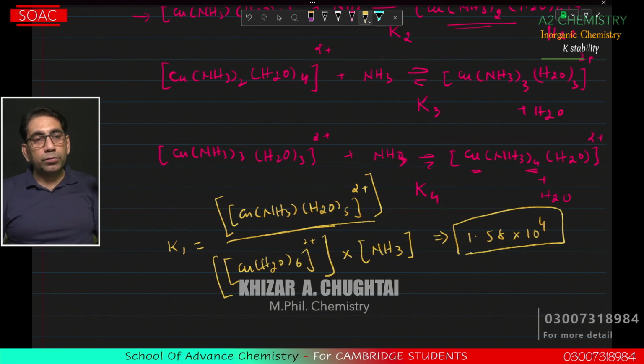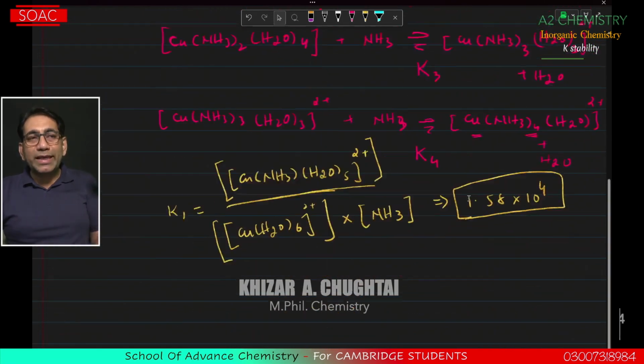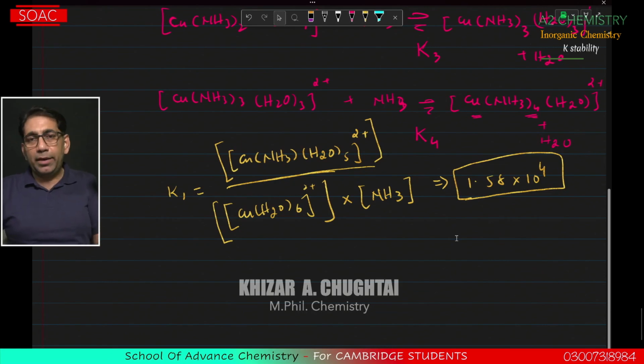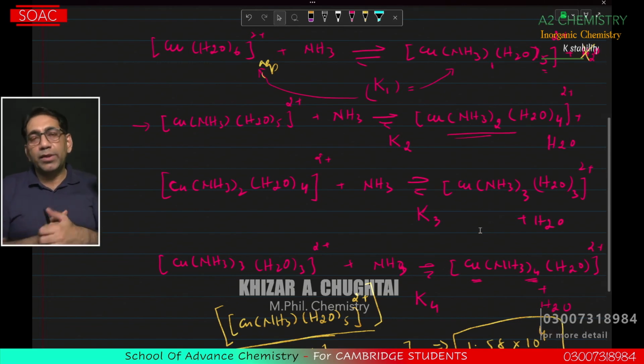It's a huge value. It's the biggest value, you can say, in this scenario. So basically, it means that this complex that is being formed over here from the aqueous one, the mono amino copper complex, is very stable as compared to the hexaaqua copper complex. So this is what is meant by the K stability. Basically, the K stability is going to give you the comparison of the stability of the two complexes, one that is newly born and the other one that was the parent complex.